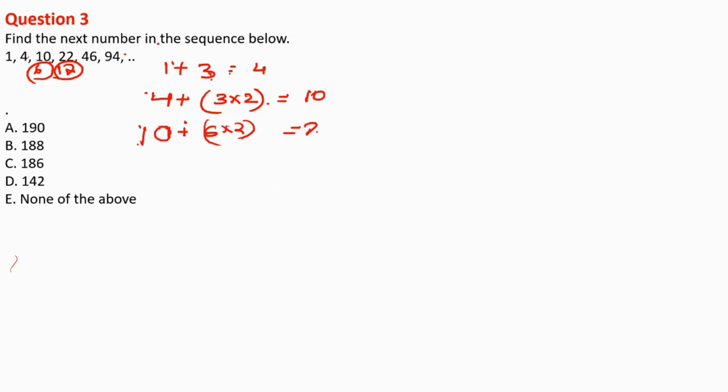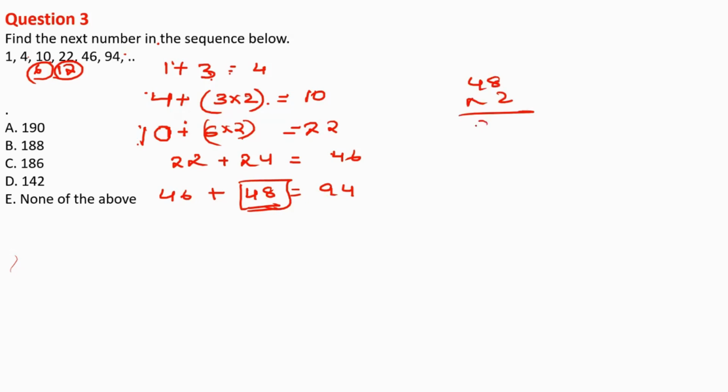10 plus 12, 22. Next, we should have 22 plus double of 12 is 24. 22 plus 24 is 46. Next, we should have 46 plus double of 24, that's 48. That's 94. Okay. So next we should have double of 48. Double of 48 is 2 times of 48 is 96. So basically the next number should be 94 plus 96. If we add 94 plus 96, that's 190. Option A as our answer.